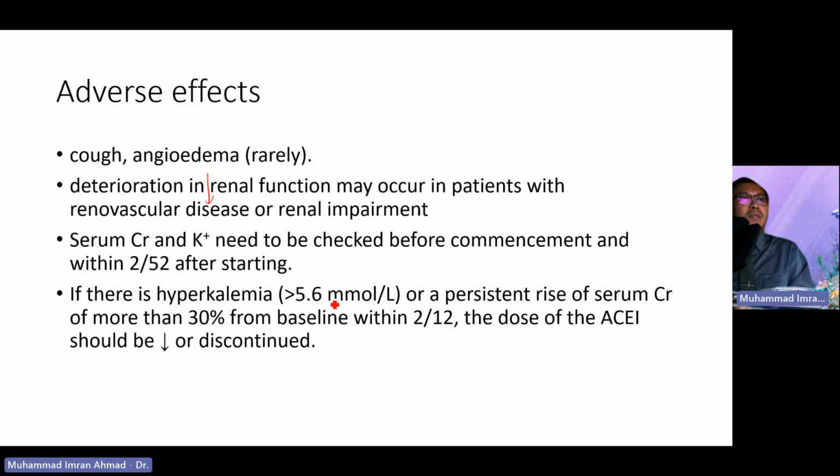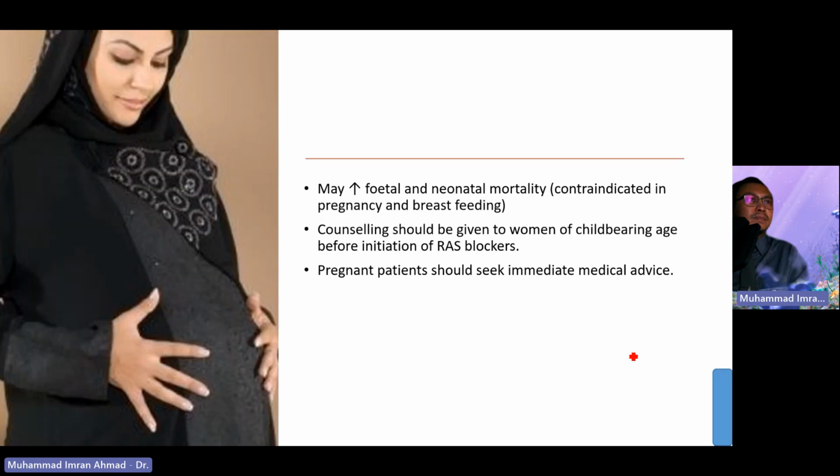So if there is hyperkalemia, for example, potassium of more than 5.6 millimoles per liter, or a persistent rise of serum creatinine of more than 30% from baseline within 2 months, then we have to reduce the dose of ACE inhibitors, or we should discontinue, we should stop the ACE inhibitors.